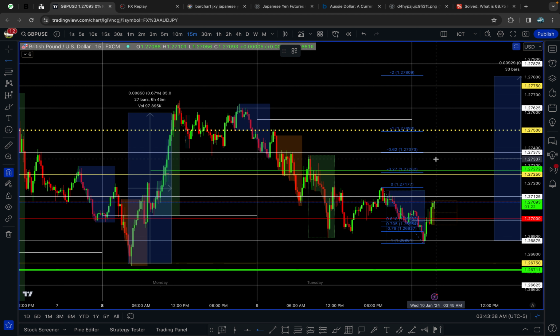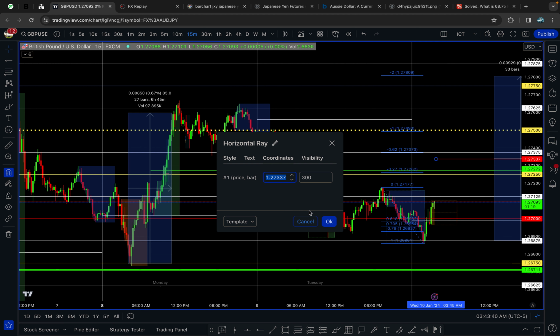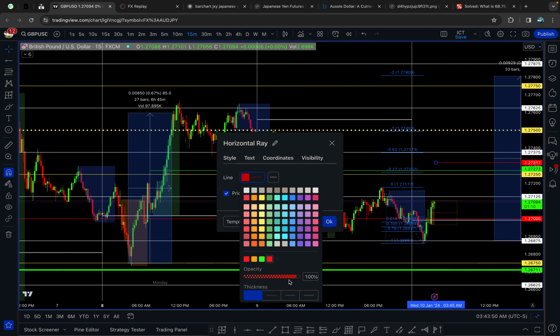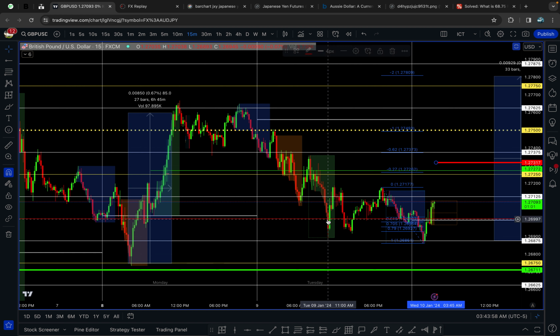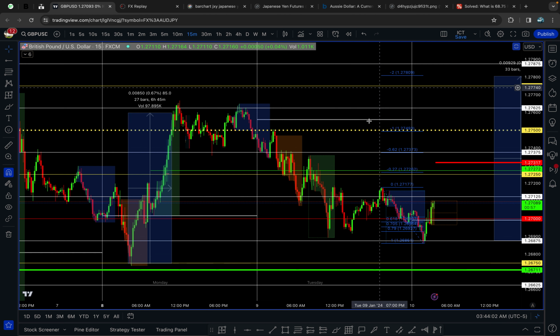Just to see where it is. And I will leave it as red, but a little bit thicker, because I want it to stand out a bit on the chart. I don't want any confusion as to what it is. When I visually glance at it, I want to know, okay, boom, I know what that is exactly.